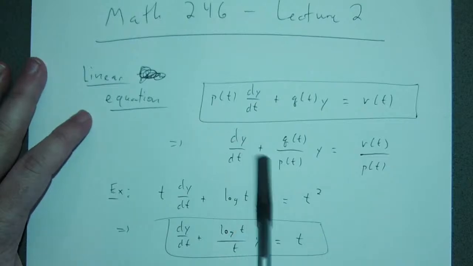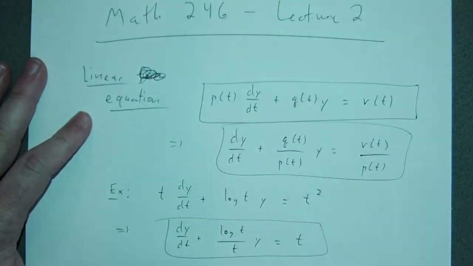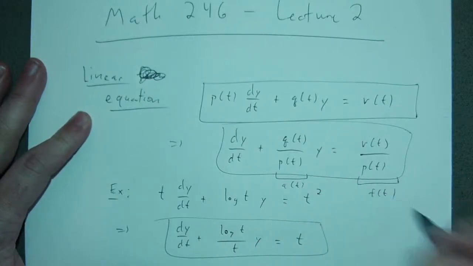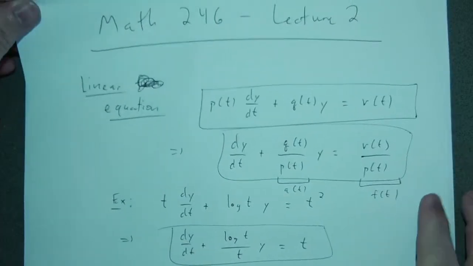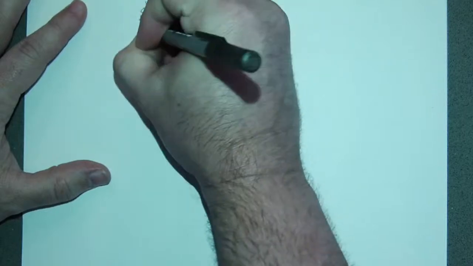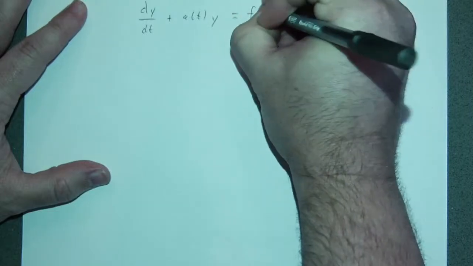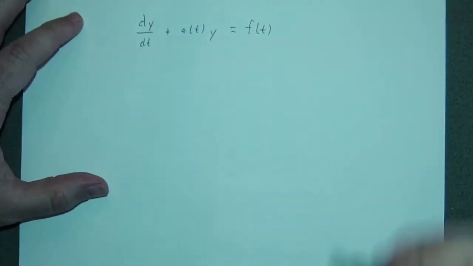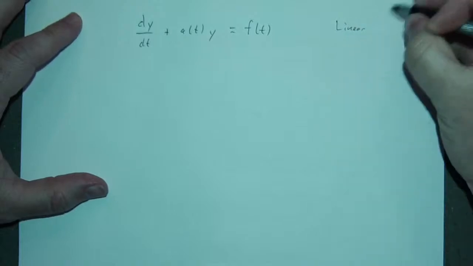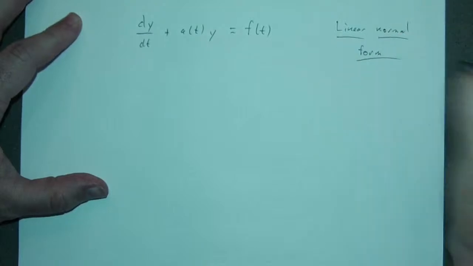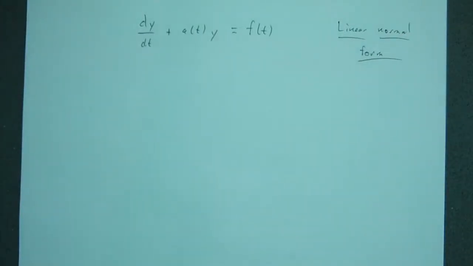So I'm going to relabel this as I did yesterday. I'm going to relabel that a of t and relabel this f of t. So a linear equation is one that can be brought into this form: dy/dt plus a of t y is equal to f of t. This is known as linear normal form. Everything going forward in studying linear equations is going to assume that whatever equation you're dealing with has already been brought into this form.